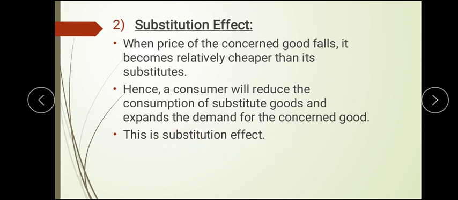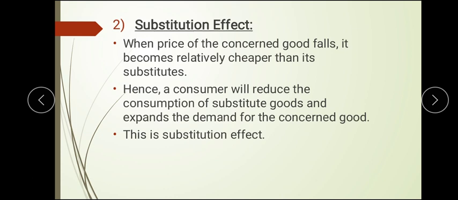So this is how substitution effect works. Here it is all about the price falling for the main product. You try to purchase that main product more and more, and you find that substitute goods are avoided or purchased less, or the demand for substitute goods becomes lesser and lesser. So this is how it works. These are the two reasons that show the inverse relationship between demand and price of a particular good.